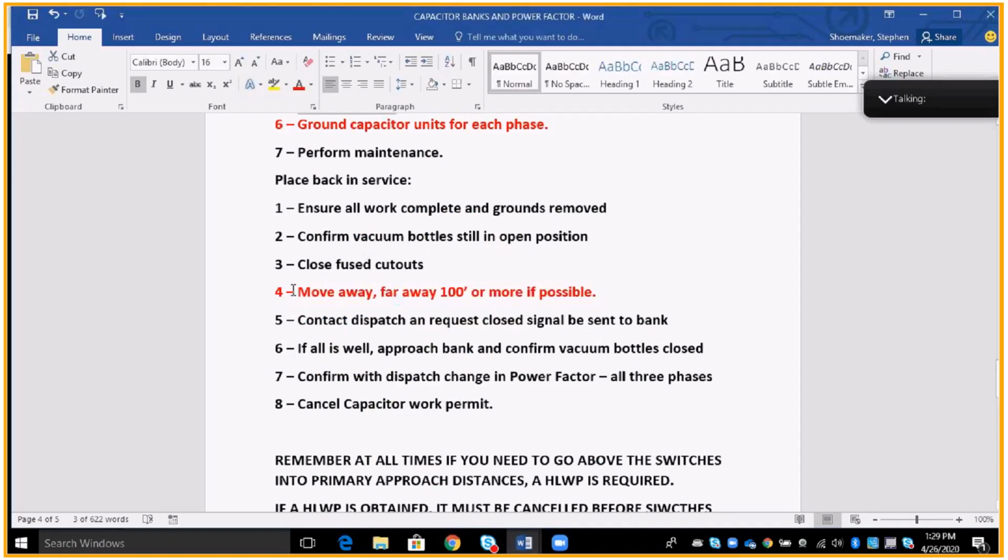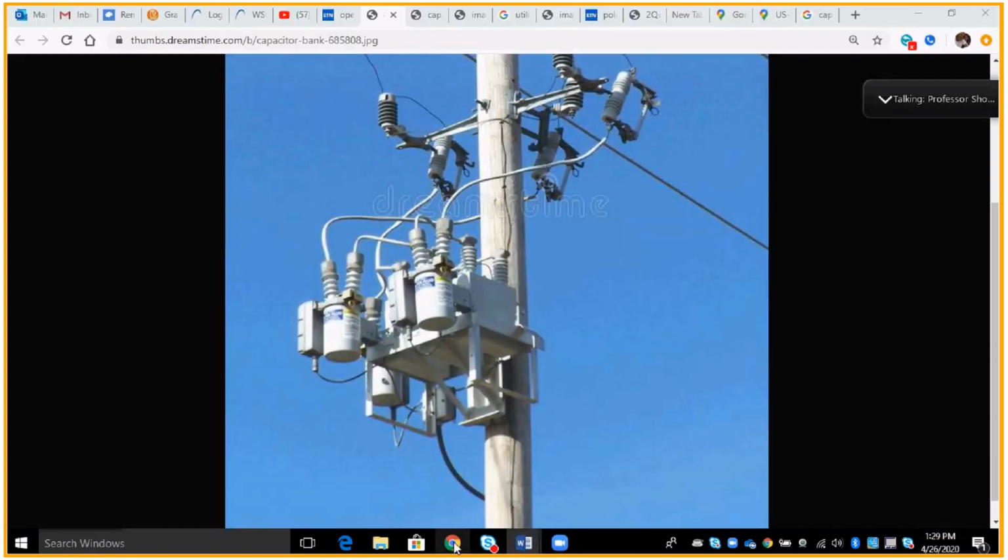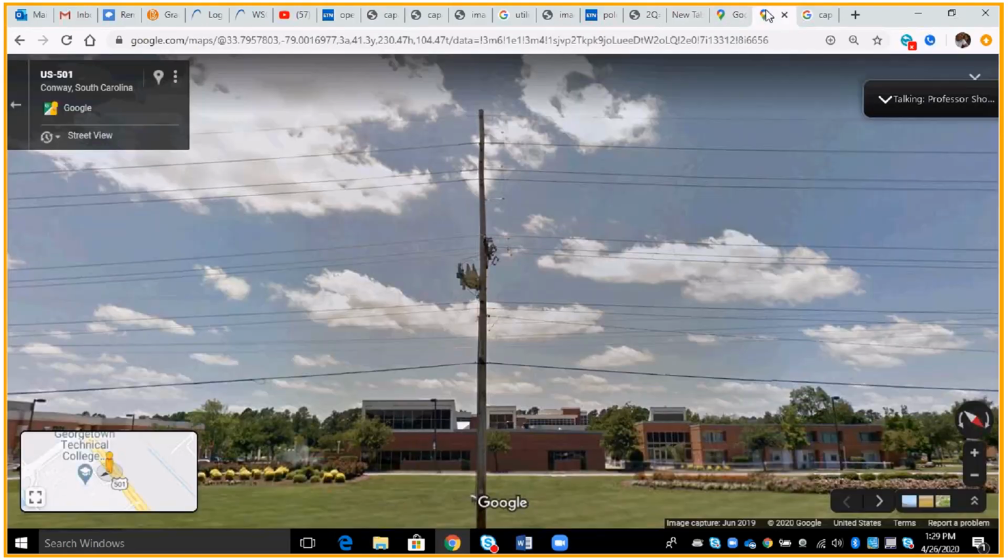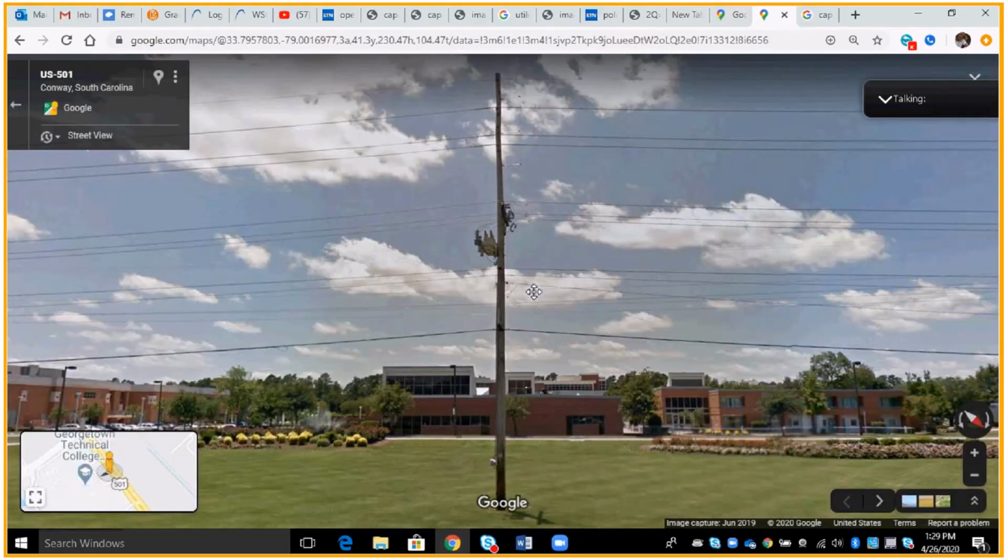Move far away, 100 feet or more if possible. As I told you before, capacitor cells, capacitor units are highly volatile and dangerous. This is why a good, if not all, of your utilities have gone to SCADA control with the radio.